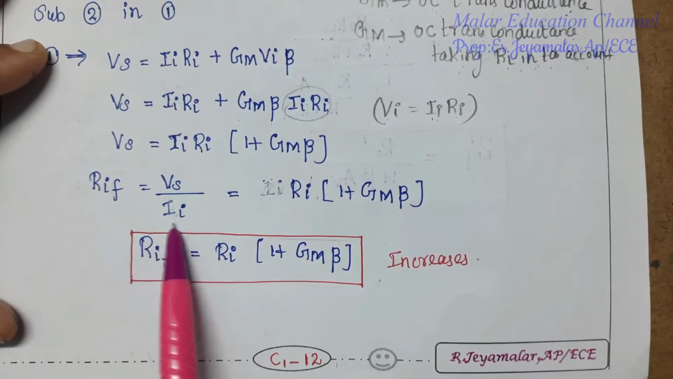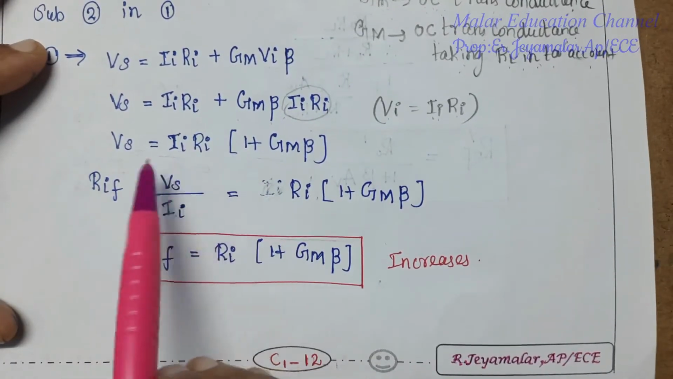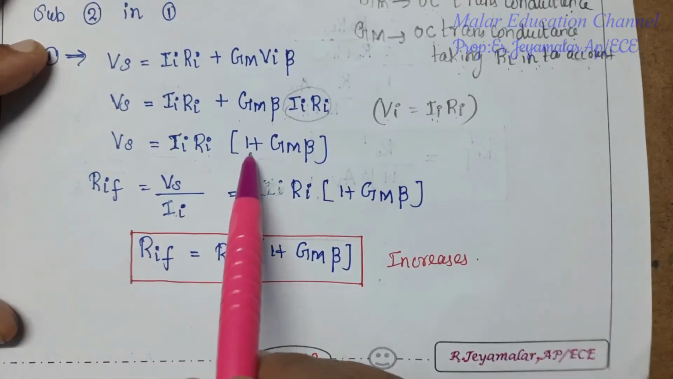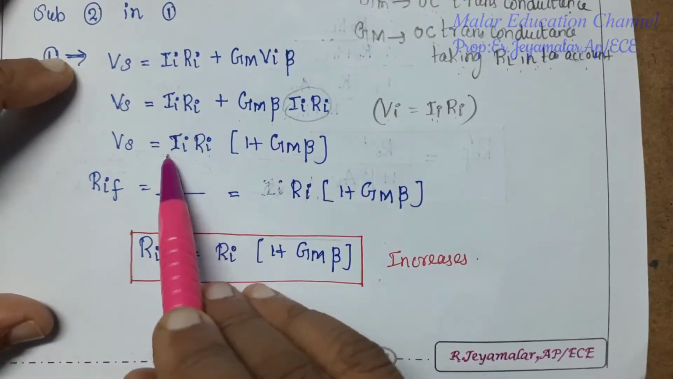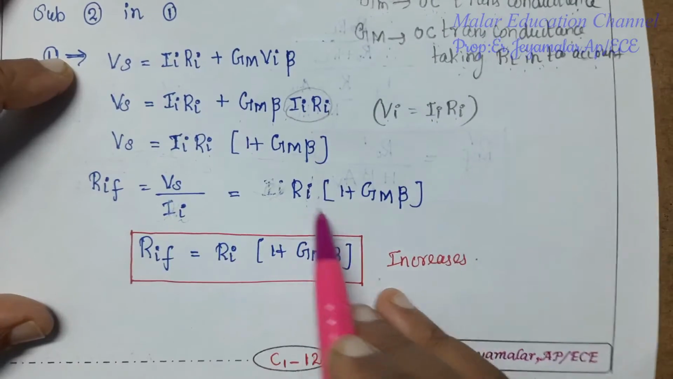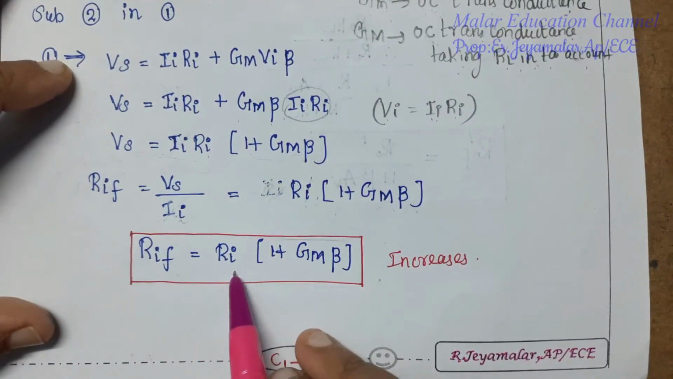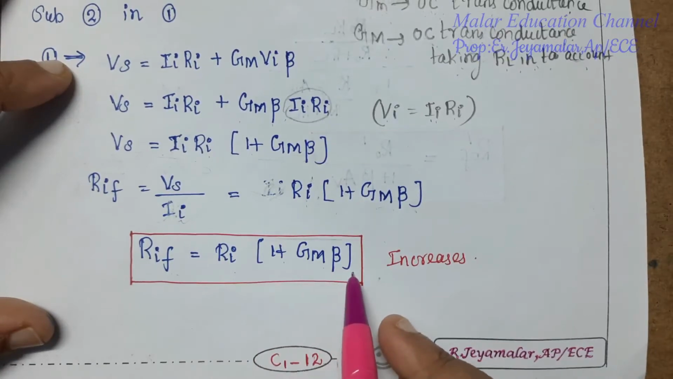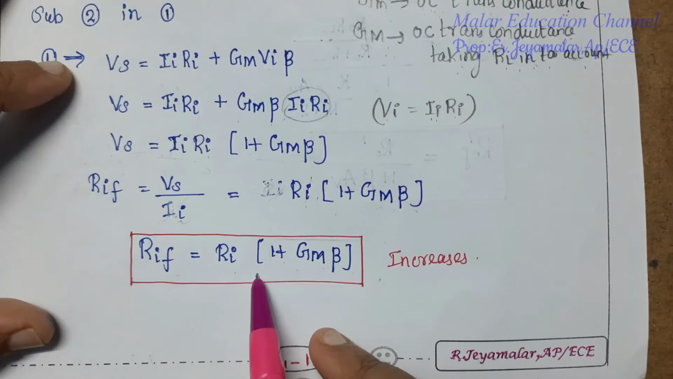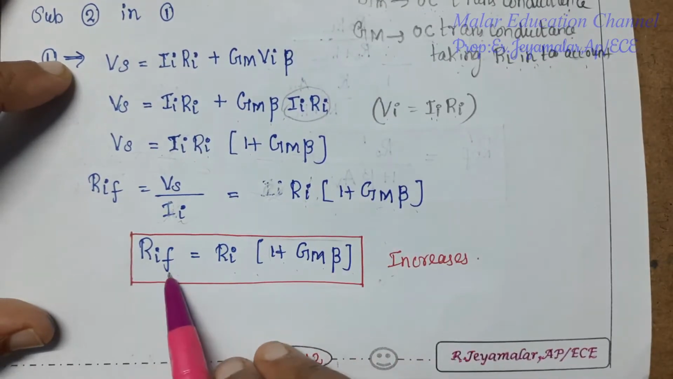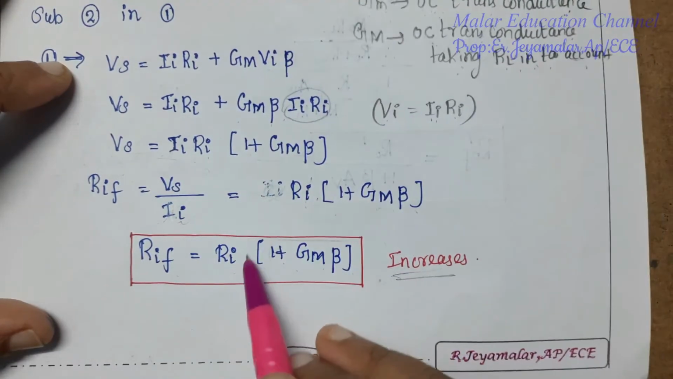Rif equal to Vs by Ii. Vs, the whole term, is Ia Ri into 1 plus Gm into beta, the whole divided by Ii. Ii in the numerator and denominator get cancelled. The remaining term is Ri into 1 plus Gm into beta. Hence Rif equal to Ri into 1 plus Gm into beta. Here also the beta term is in a multiplication term, so the input resistance with feedback for the current series feedback amplifier increases because of the multiplication.